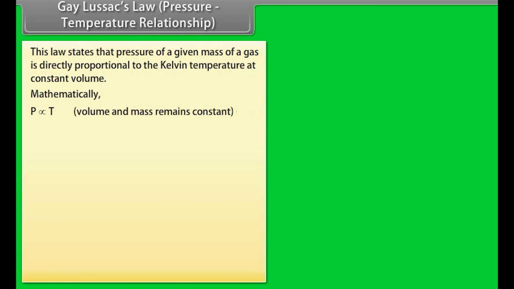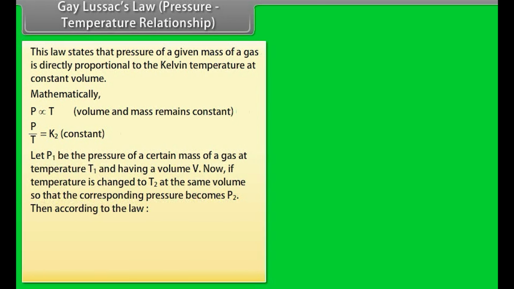Mathematically, pressure is directly proportional to temperature at constant volume and mass. P/T = K2. Let P1 be the pressure of a certain mass of a gas at temperature T1 and having a volume V. Now, if the temperature is changed to T2 at the same volume so that the corresponding pressure becomes P2, then according to the law, P1/T1 = P2/T2. Volume and mass remain constant.